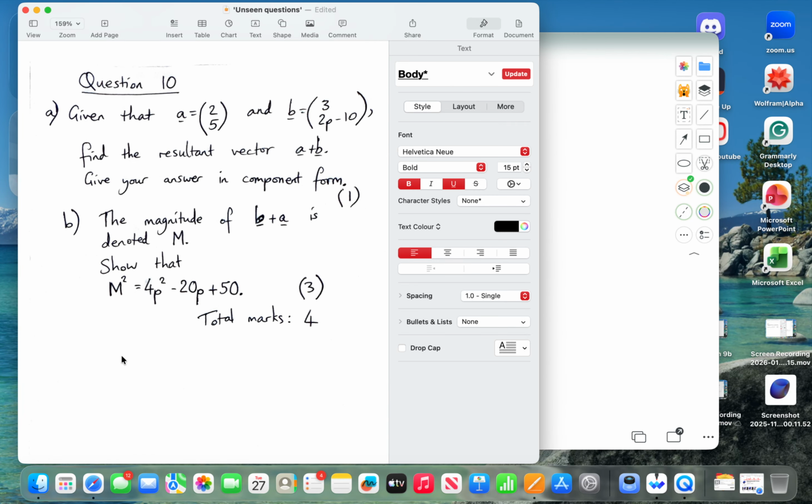We have question 10. It's out of 4 marks. It's the last question in this series. But we first of all have to find the resultant vector a plus b for 1 mark. We're given vectors a and b. Pause the video if you want to have a go at this, but I will continue.